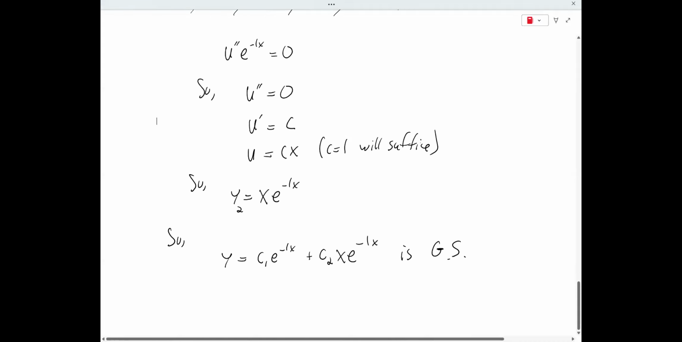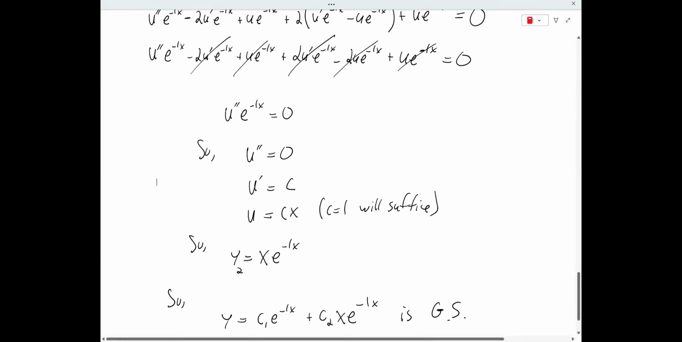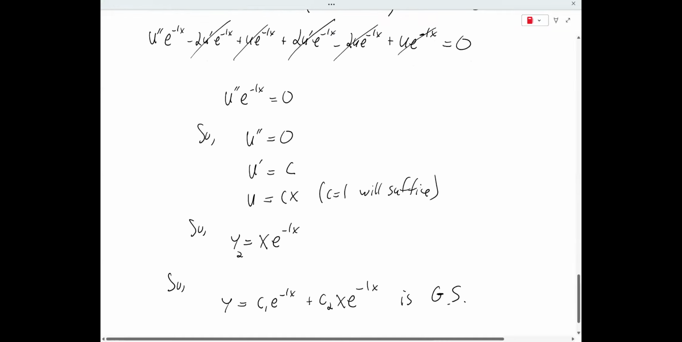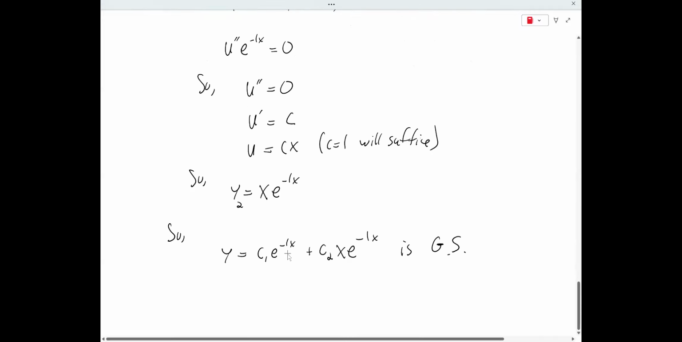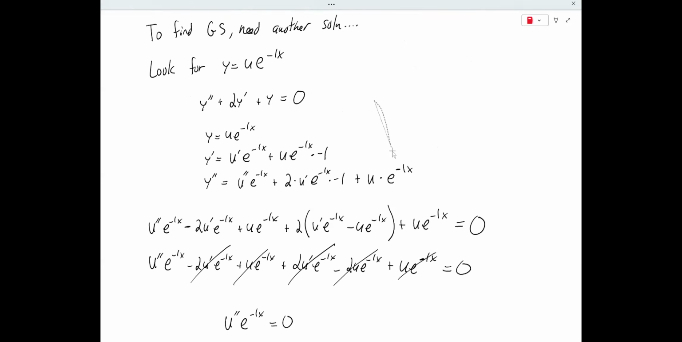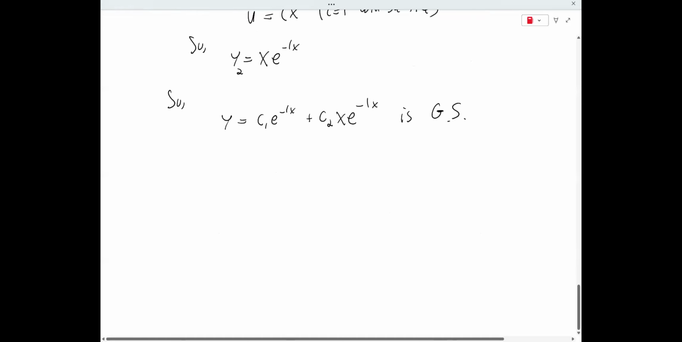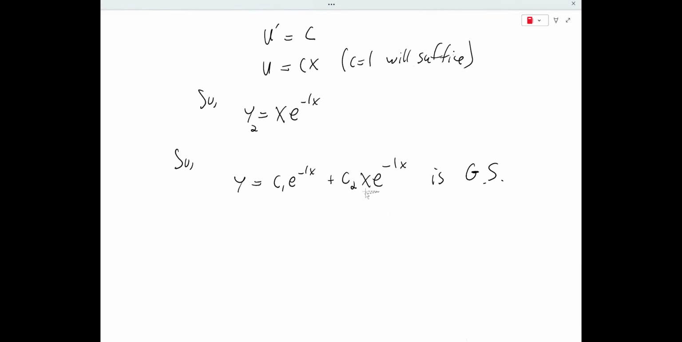Now it turns out there's nothing special about the negative 1. Our original solution was e to the negative 1x, but if you put another number in there, you would go through the same thing and you get that same canceling. It looked a little different, but it would work out. So as a bottom line here, if you have a repeated root, your second solution is this, you multiply it by x.